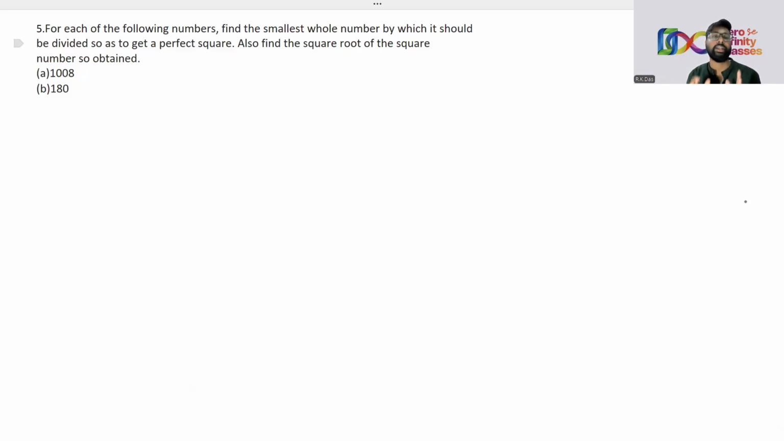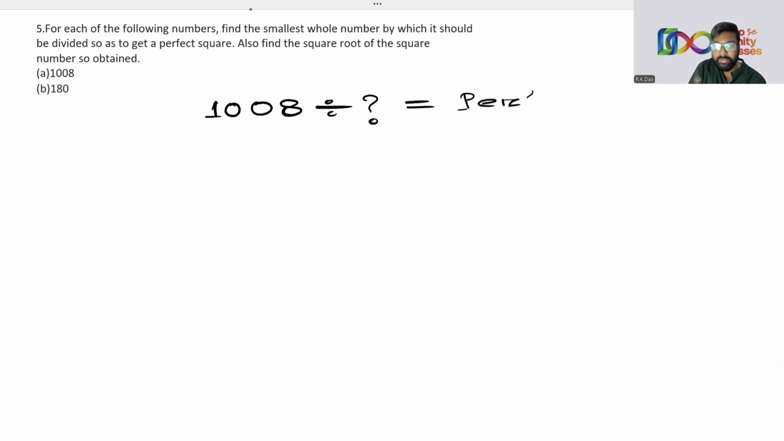Okay, perfect. That means this time we have to find a number. I'm writing: we have a given number, which is 1008. What least number should we divide 1008 by, so that whatever number we get is a perfect square? What least number should we divide with 1008 so that it becomes a perfect square?